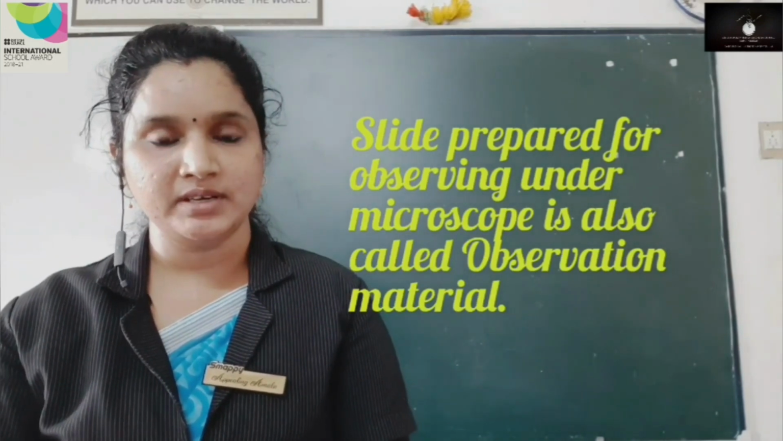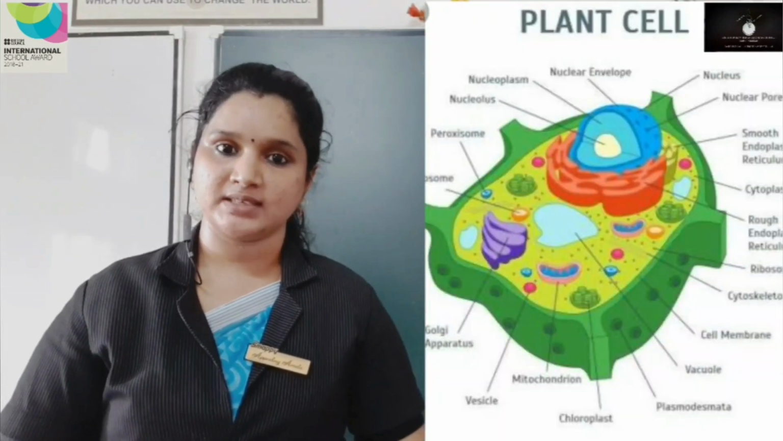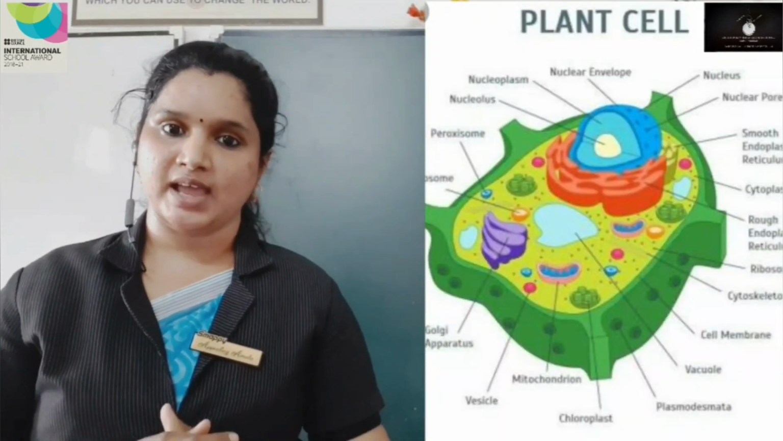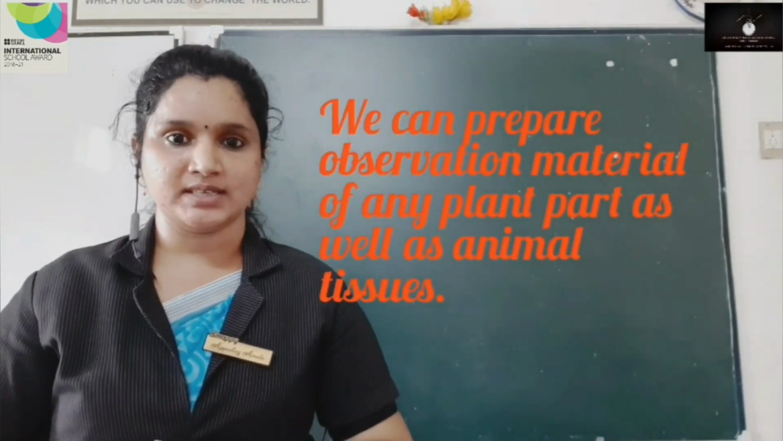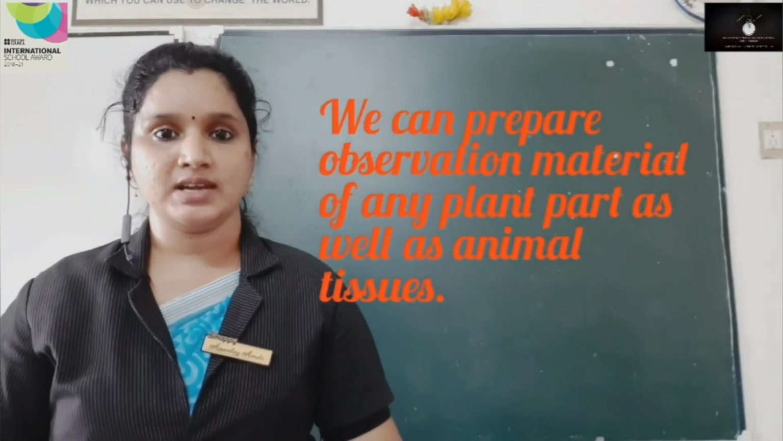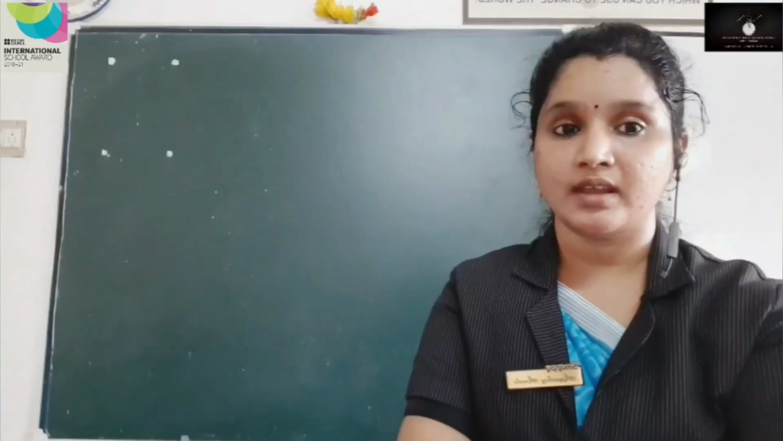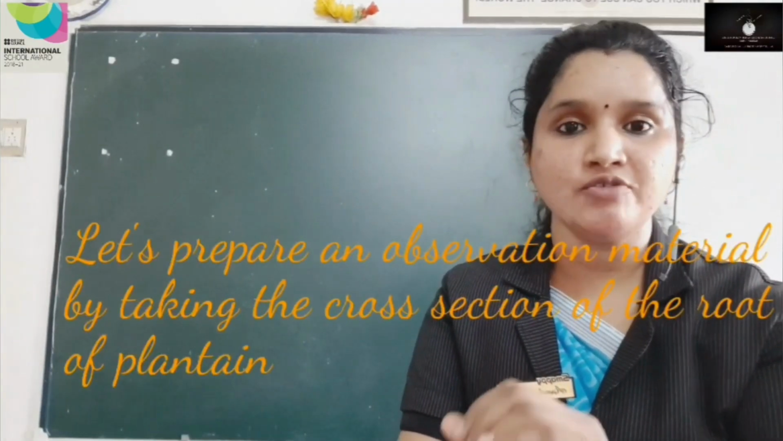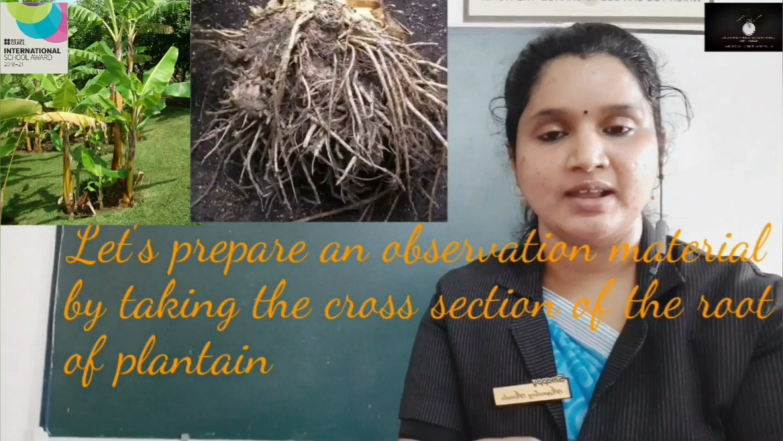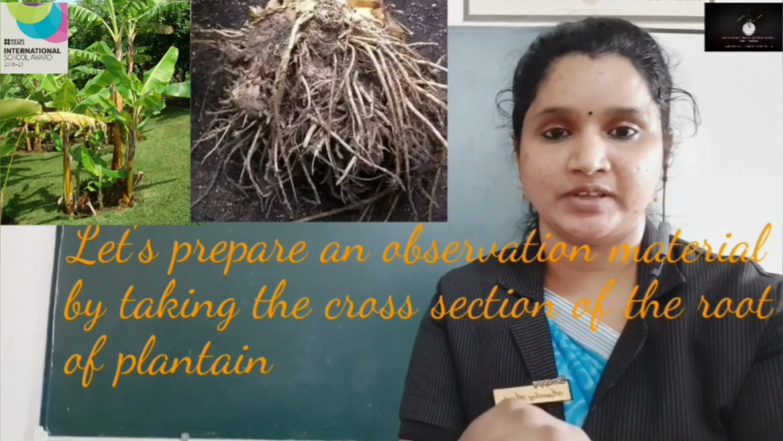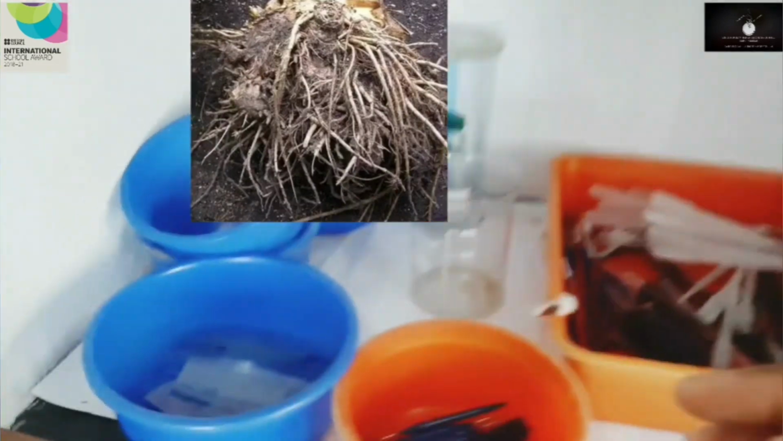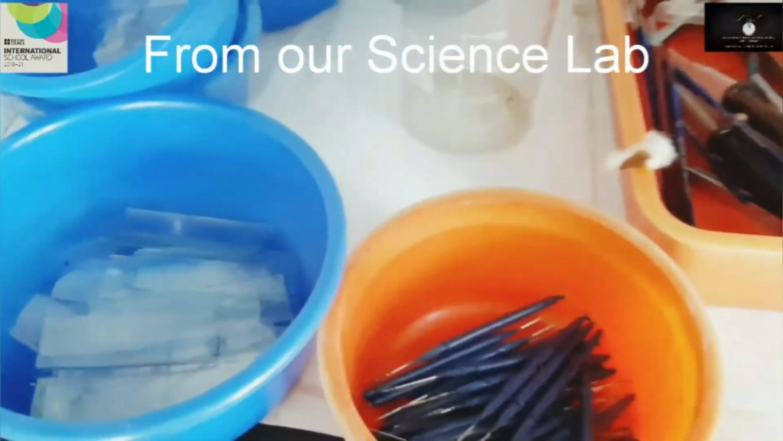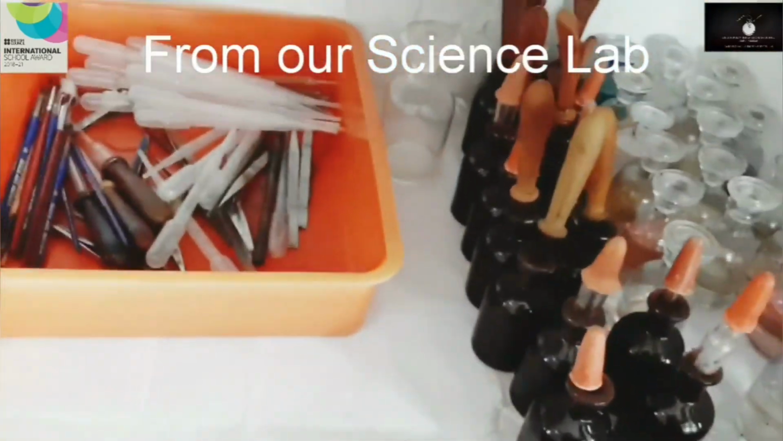For example, if we want to study plant cells, we can prepare the slides of any plant parts such as root, stem, leaf, etc. Now you watch carefully how to prepare an observation material by taking the cross sections of the root of a plantain. Children, I am in our science lab to collect the materials for our experiment.